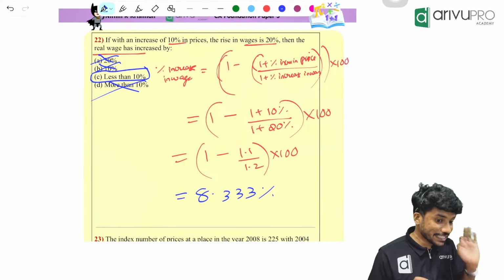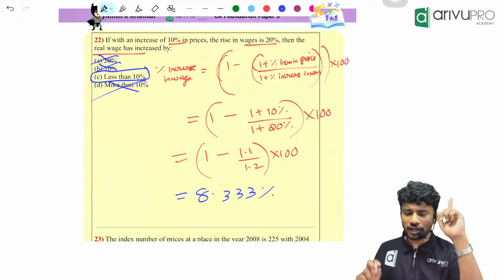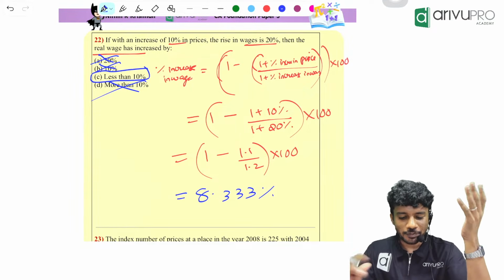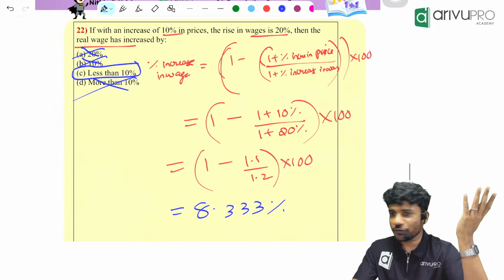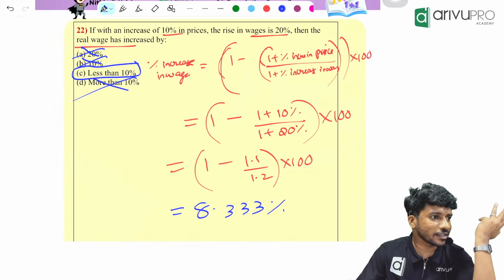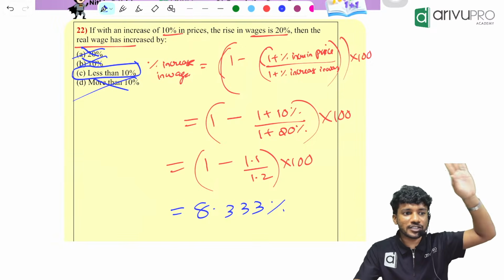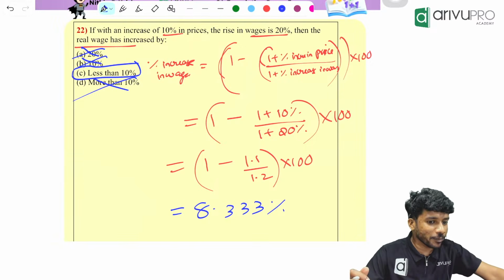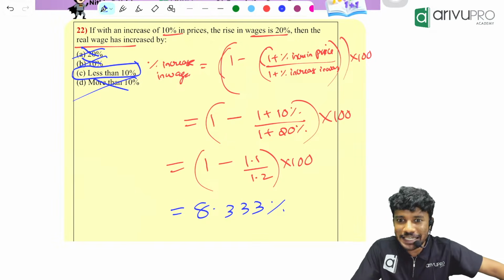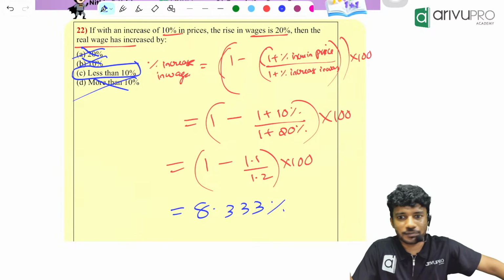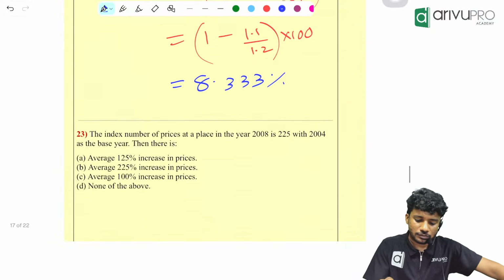Less than 10%. And it was only asked one time. It was long back. Long ago it was asked. But I want to put it in front of you so that if they ask again in the future, you should be able to do it. Keep that in your mind. Always the inflation should be on top. That's why 1 minus 1 plus percentage increase in price divided by 1 plus percentage increase in wages should be there. Okay.